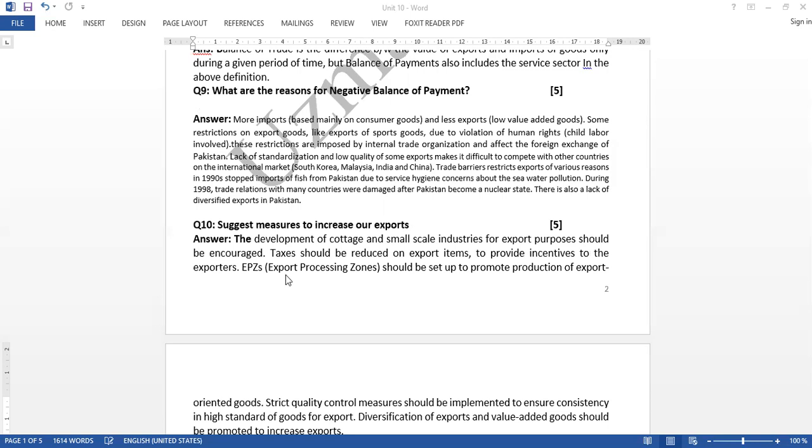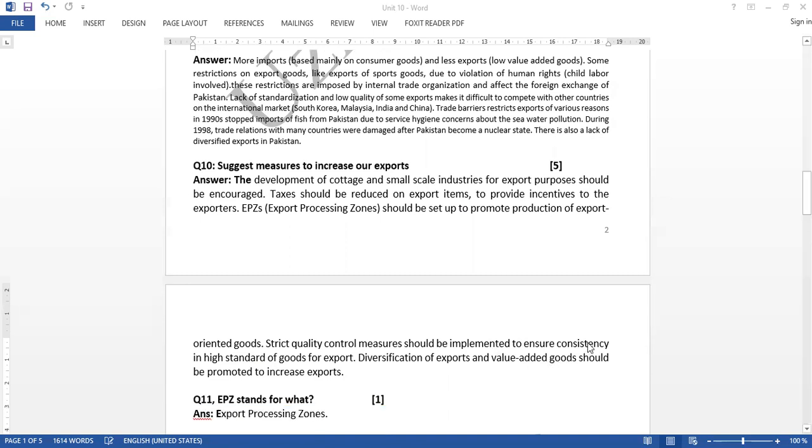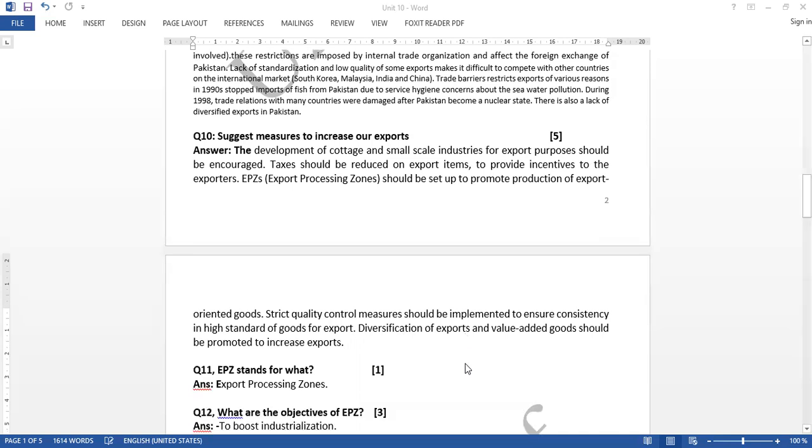EPZs, it means export processing zones, should be set up to promote production of export-oriented goods. Strict quality control measures should be implemented to ensure consistency in high standard of goods for export. Diversification of exports and value-added goods should be promoted to increase exports. Right? Now we have discussed 5 measures to increase our exports.